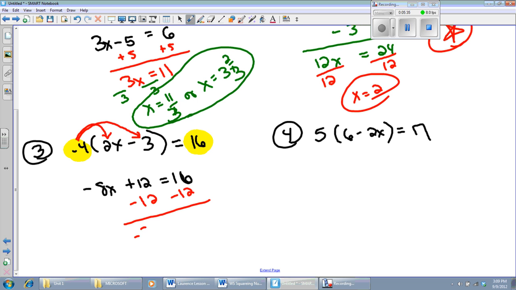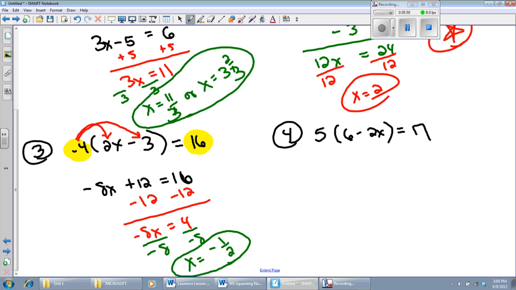And I'll get -8x equals 4. I'll divide each side by -8. X will equal -1/2. And there we go.